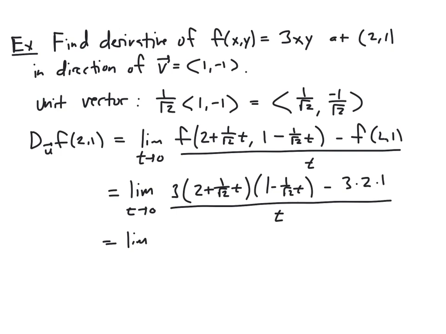All right, so we just do some algebra here, and eventually the t in the denominator will cancel. In the first term, I'm not going to worry about the 3. I'm just going to multiply everything else together. So we're going to get a 2, we're going to get a negative t over square root 2, and we're going to get a negative t squared over 2. And of course, 3 times 2 times 1 is 6, all over t.